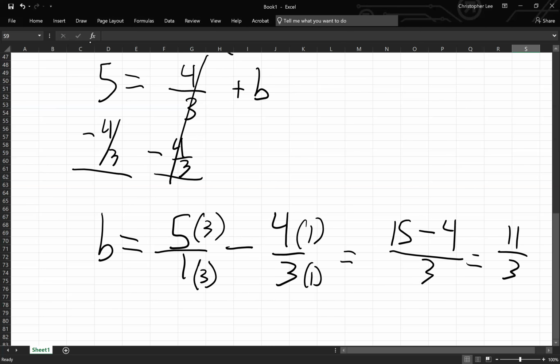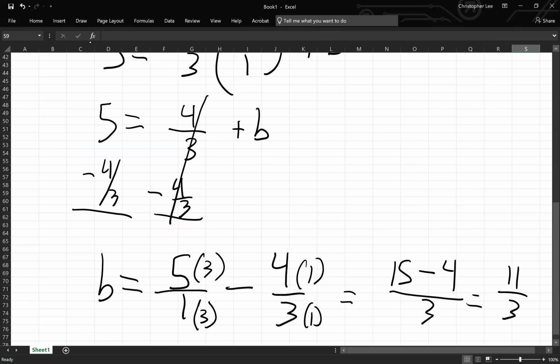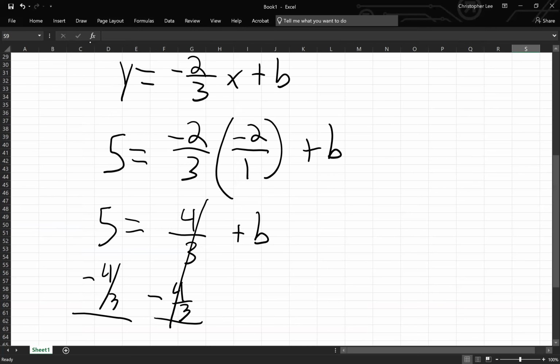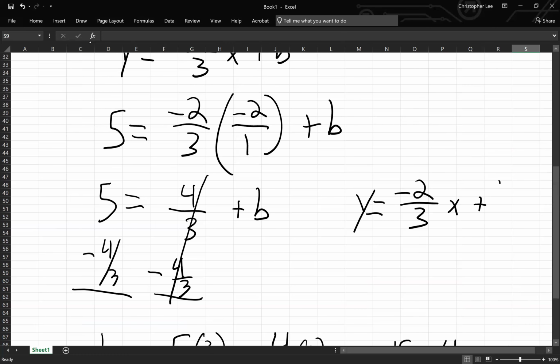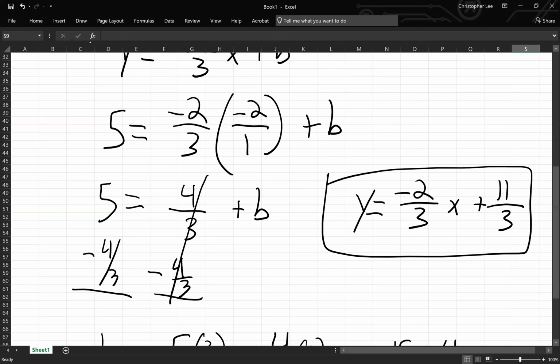And that's it. So coming back up here, let's rewrite our equation. We have y equals -2/3x plus 11/3. And that's my answer. Easy, right?